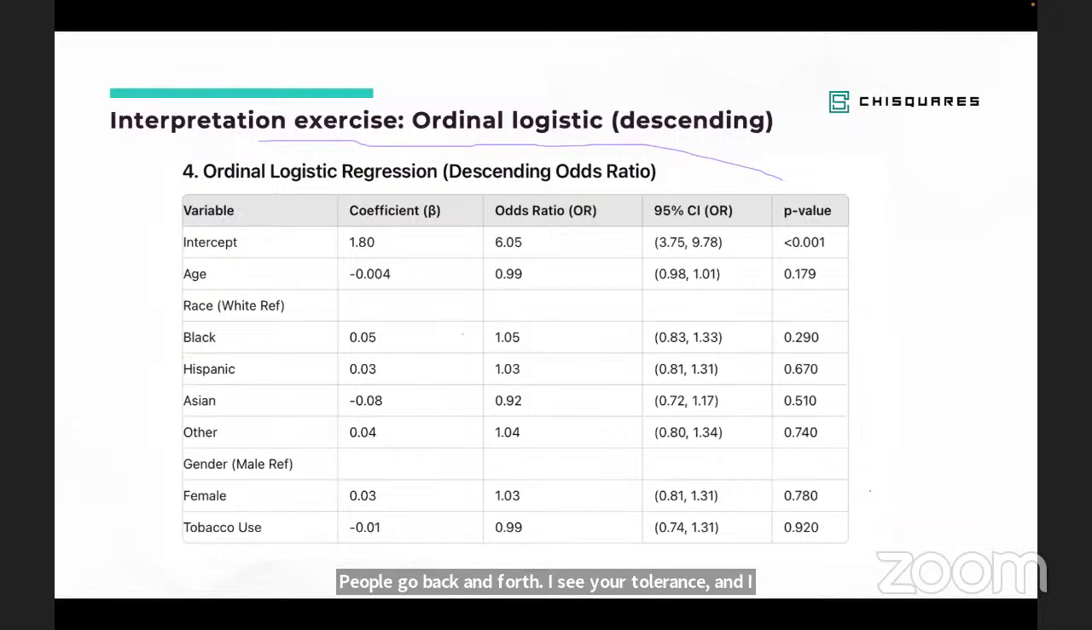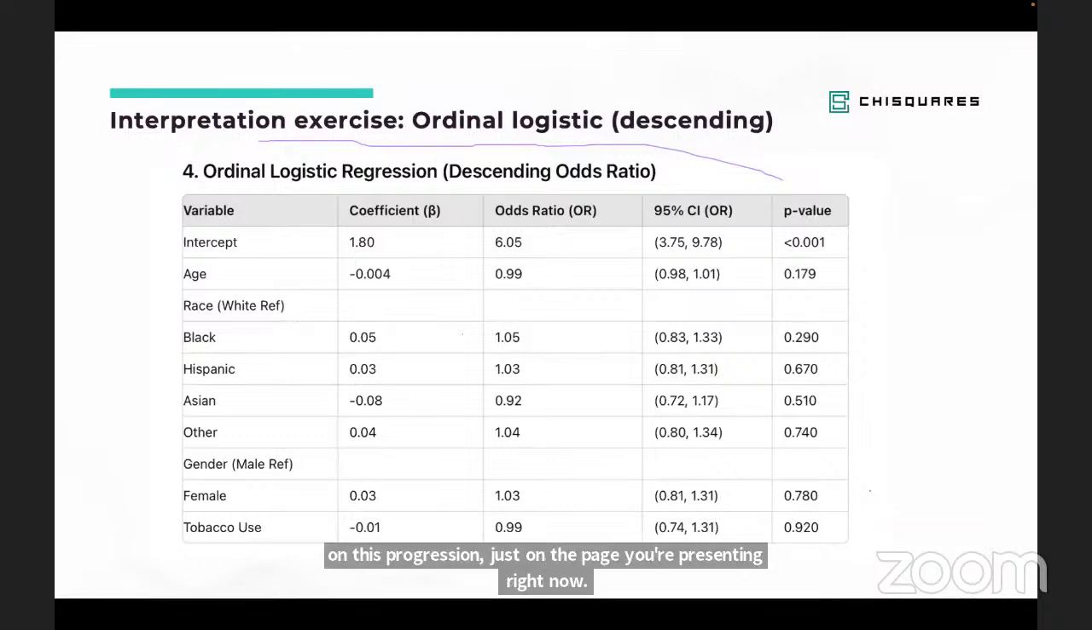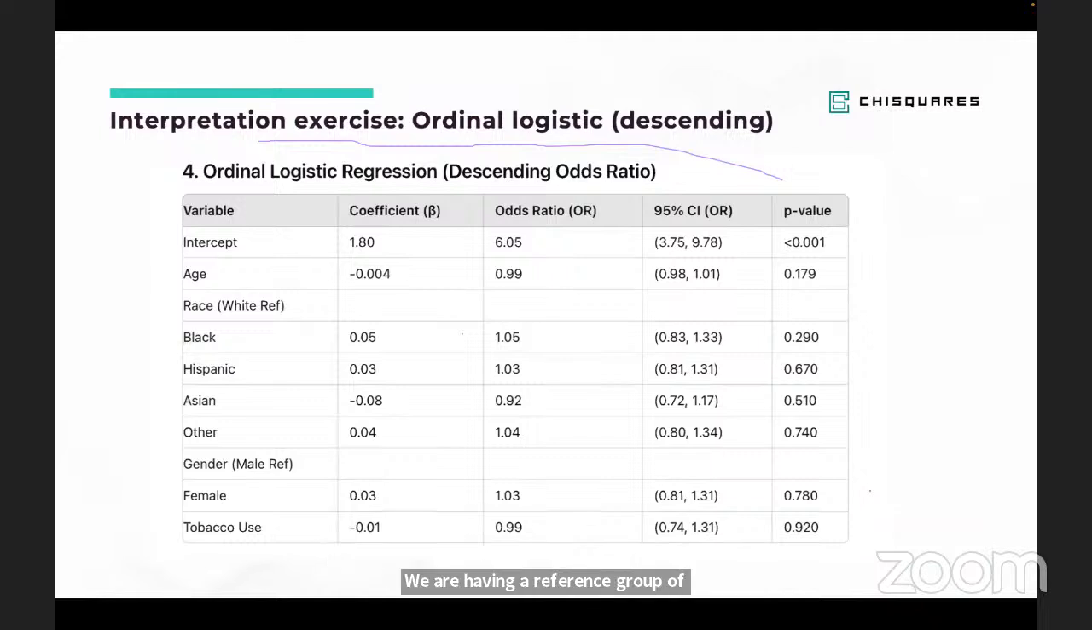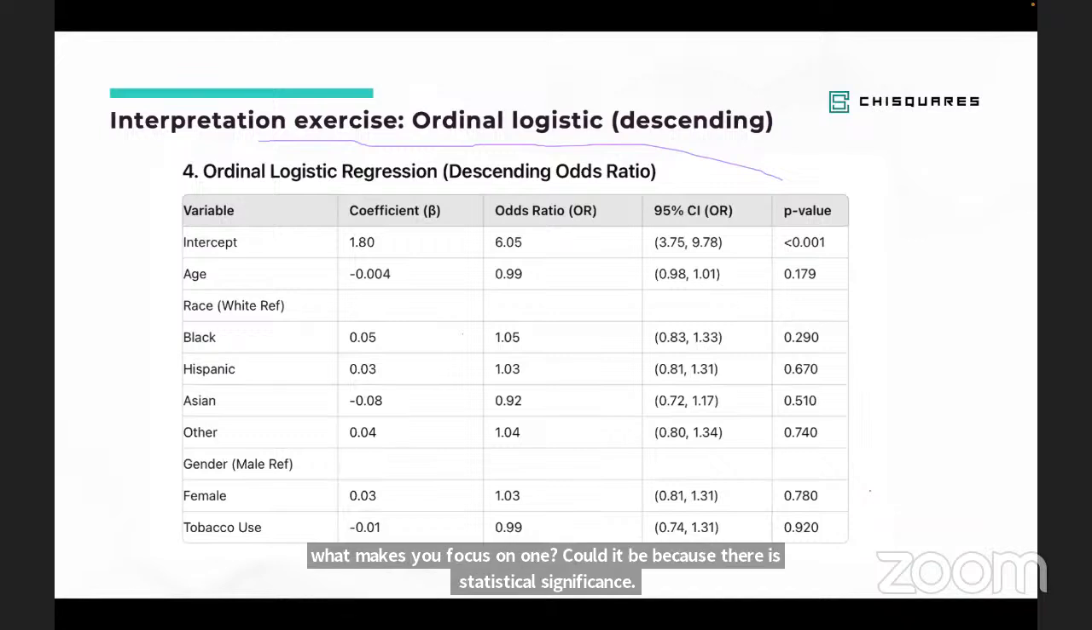So my question is, just on this regression page you're presenting right now, we have a reference group of white, and then black and Hispanic. What guides you to know which one to compare? Do you have to start specifying that blacks have a 1.06 higher odds ratio, and then you also talk of Hispanic, and then of Asian, or do you just focus on one? And what makes you focus on one? Could it be because there is statistical significance?